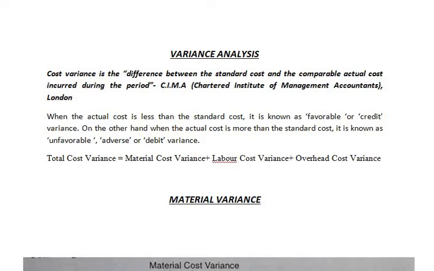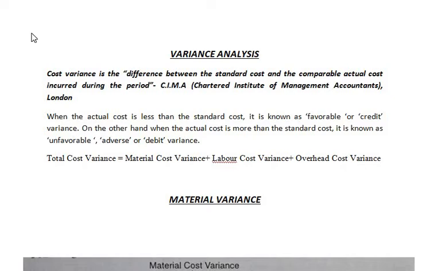According to the Chartered Institute of Management Accountants, London, cost variance is the difference between the standard cost and the comparable actual cost incurred during the period. Now what is a standard cost? Remember, standard cost is a predetermined cost which determines what each product or service should cost under given circumstances. So standard cost is a predetermined cost.